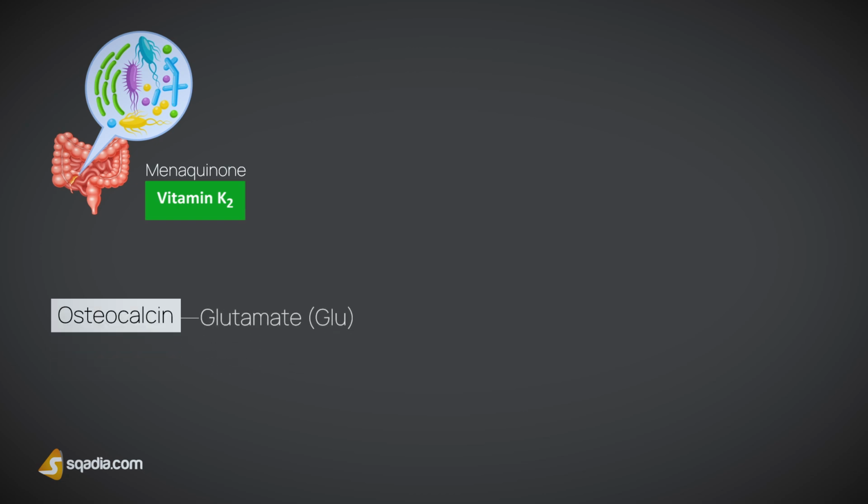Gut bacteria produce vitamin K2, and it has a significant role in the body. At the start of the video, I talked about osteocalcin. Osteocalcin is a molecule produced by osteoblasts, which take up calcium and deliver it to the bone matrix. However, osteocalcin can only be activated by vitamin K2. This shows the significance of vitamin K2 in the formation of human bones.